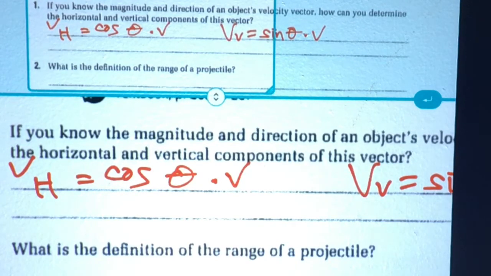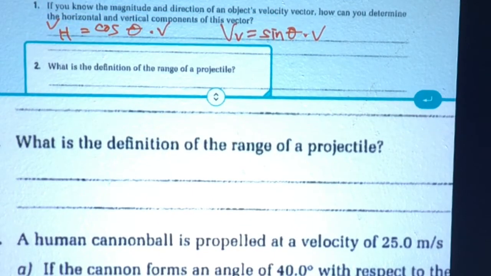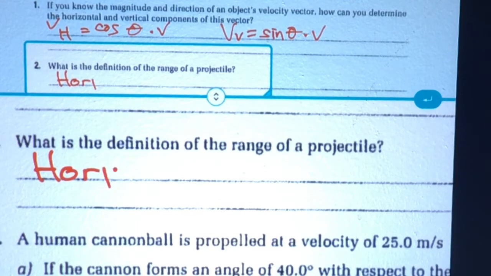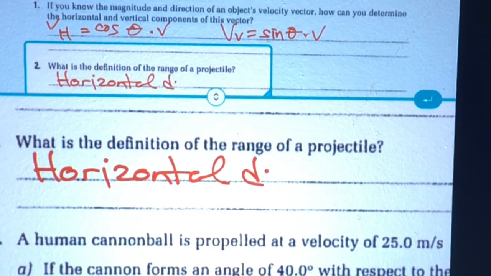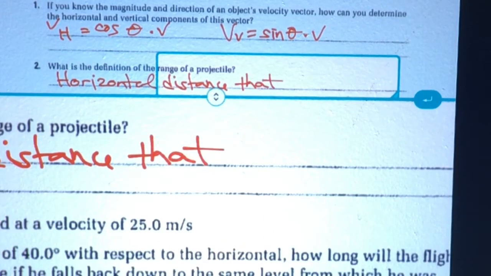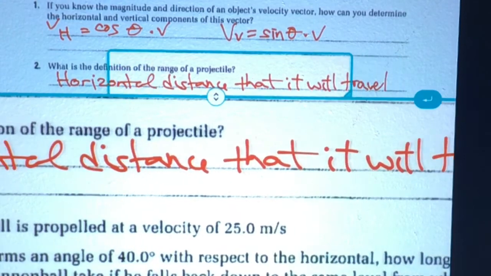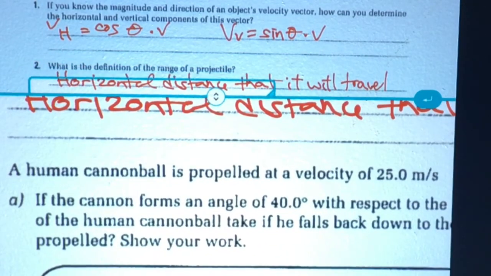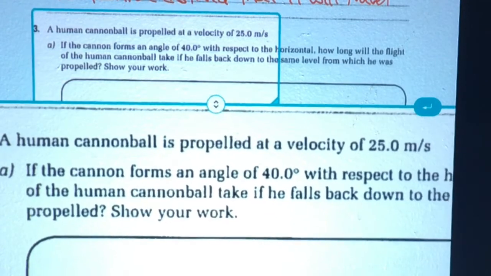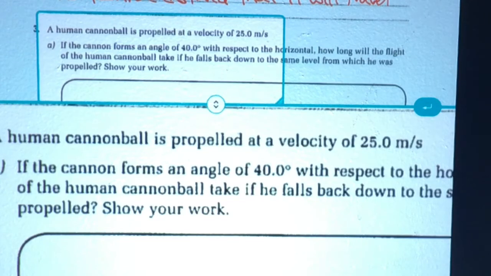Right? Awesome. Then question 2 says, what is the definition of the range of a projectile? Well, range meaning distance, right? How far will it cover? So it's the horizontal distance that it will travel. Any range of projectile refers to how far that projectile will travel once it gets shot out of the cannon, or your arm, whatever the case may be. In my case, the cannon is my arm.